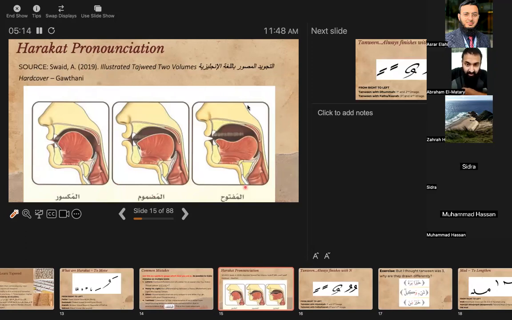Yes, so this is just an illustration of the cross-section of what your mouth and throat should look like when you do a fatha, a dhamma, and a kasra. The fatha obviously is more open. The dhamma, the trick to getting a correct dhamma is raising the back of your tongue. We'll discuss this in detail later on.